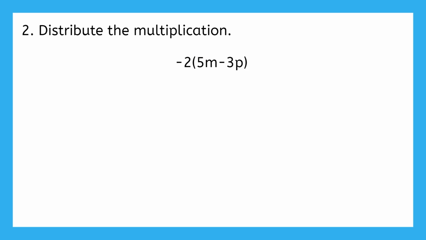I see that we are distributing a negative number here. That doesn't change anything, but just be extra careful about your signs. Pause the video here and try this one on your own. I need to distribute the negative 2 to both terms in the parentheses. That means I need to do negative 2 times 5m, then I'll bring down the subtraction so I don't lose track of it, and then I'll do negative 2 times 3p.